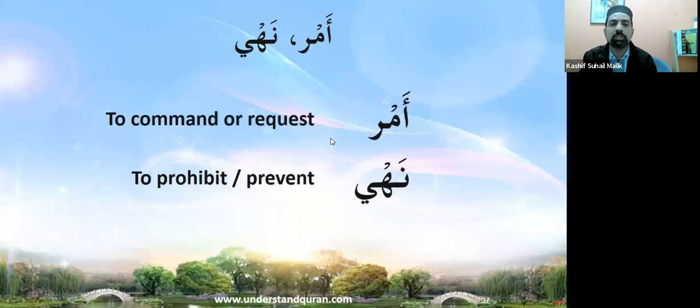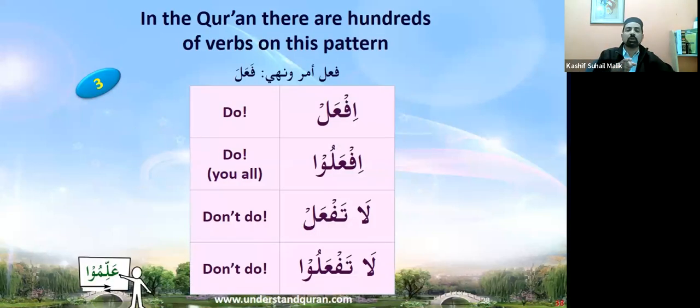So let's see how it is. If'al, do. I am using my single finger and dropping it in front of me from top to down, as if I'm ordering somebody. If'al, do. If'alu, more fingers, of course, plural: if'alu, do, you all. When I use my single finger from left to right, la taf'al, don't do. La taf'alu, don't do, you all. I'm using all four fingers as a plural.